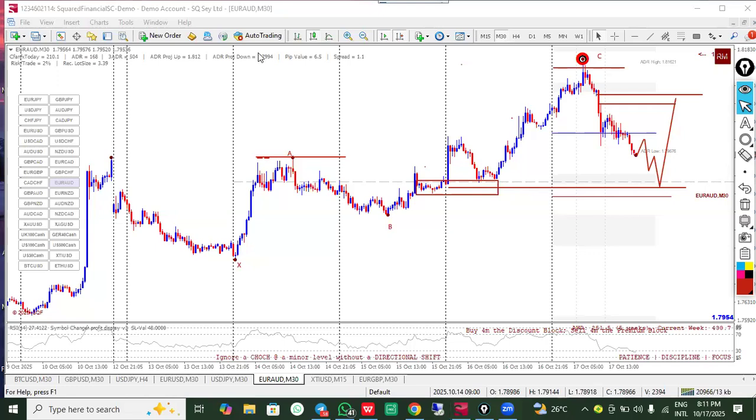Now, I have a question, please. How do you identify the 50% from the swing? Is it from the whole swing? I think I've answered this question before. Okay, let me see.